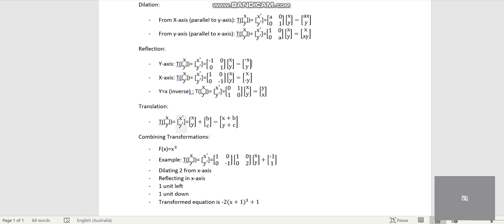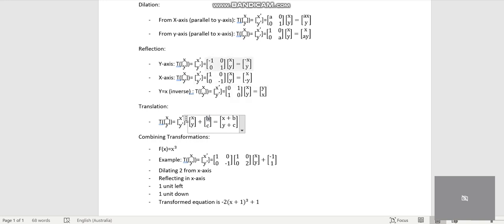So translation. The b and c: b changes the x direction, and c changes the y direction. So if you have positive b, so you have x plus 5, and you want to solve that to 0, x plus 5 equals 0, x is minus 5, and that tells you which way the graph moves, or the coordinate moves.